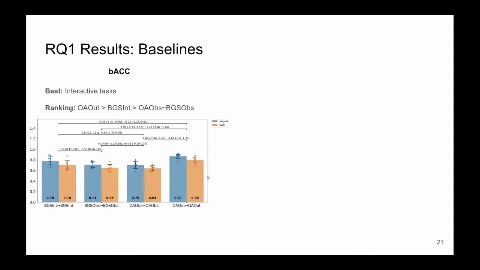So when we look at the baselines, we find that the interactive tasks actually perform the best, as we can see by our ranking here, which is largely determined by the effect sizes measured from a multi-comparison test comparing all these classification scores. These are the grand average classification scores across all subjects reported in this bar graph. We can extract this ranking where OA outperforms largely by far for both classifiers, followed by BGS int. And for both classifiers as well, the observational tasks tie for last place, essentially, as we find non-significant differences between these two scores.